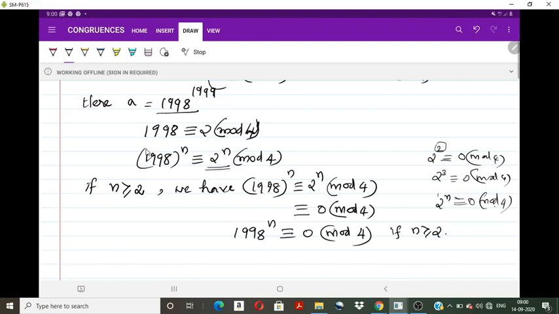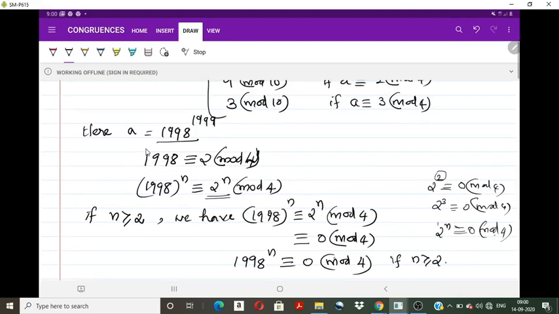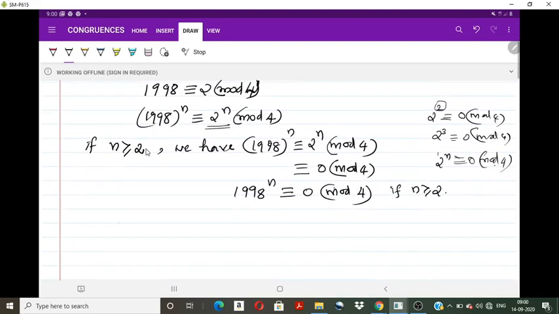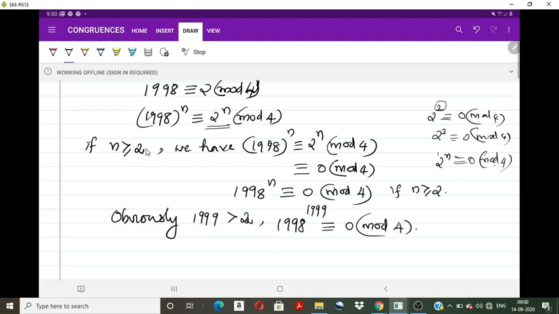And now the power of 1998 in the problem is 1999. So obviously, instead of n, here we have 1999, which is obviously greater than 2. So we have 1998 raised to the power 1999 is congruent to 0 modulo 4. That is, this is our A. That is, we have A is congruent to 0 modulo 4.